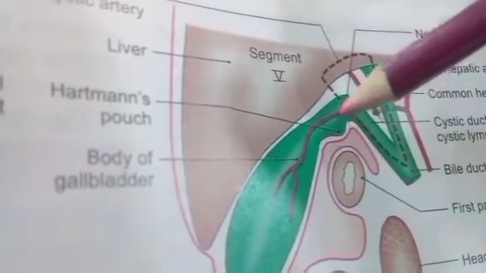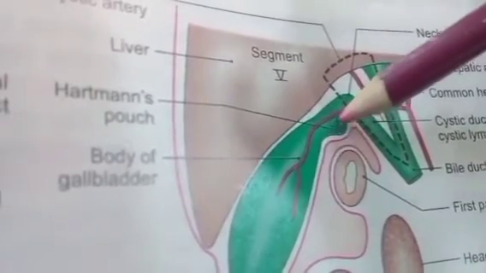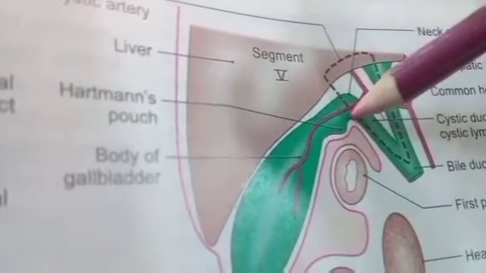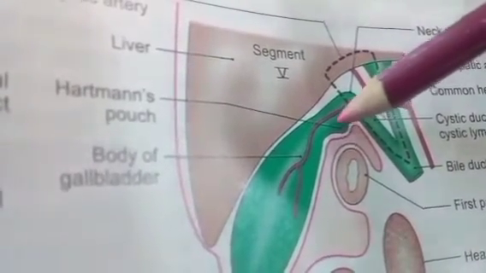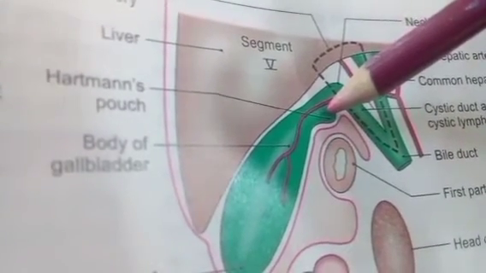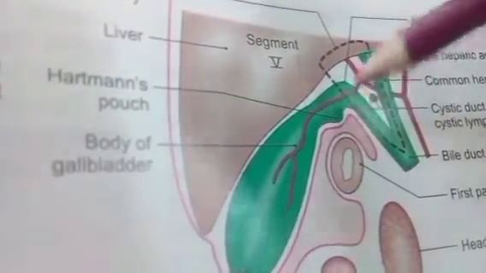The posteromedial wall of the neck is dilated outward to form a pouch which is called Hartmann's pouch. The portion of the neck which gives attachment to this Hartmann's pouch is also known as the isthmus. The gallstone may lodge in this Hartmann's pouch.